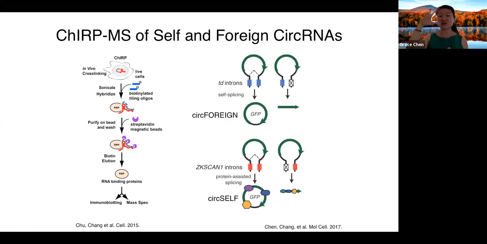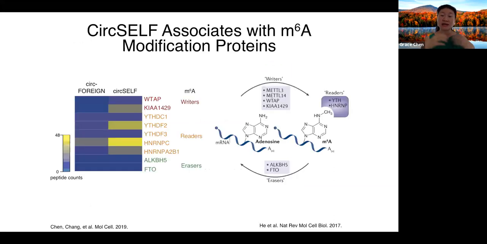We swapped out the ZKSCAN1 exons for a GFP IRES sequence. So here we're comparing the process that the cells are using to make the circular RNA while keeping the actual sequence of the circular RNA constant. So we found that when we analyzed all the proteins that are associated with either CircFOREIGN or CircSELF, there was a collection of proteins and enzymes that associated with the CircSELF circRNA, but not the CircFOREIGN.